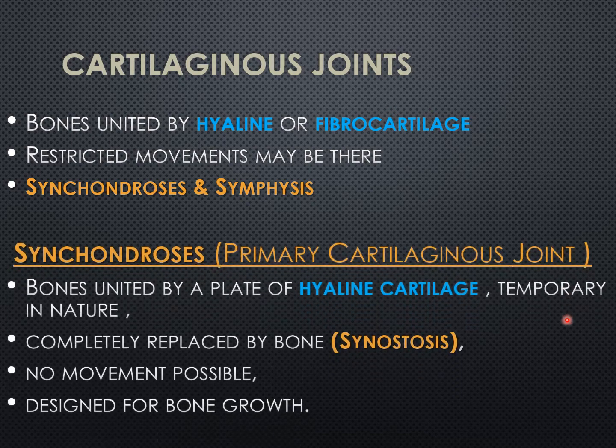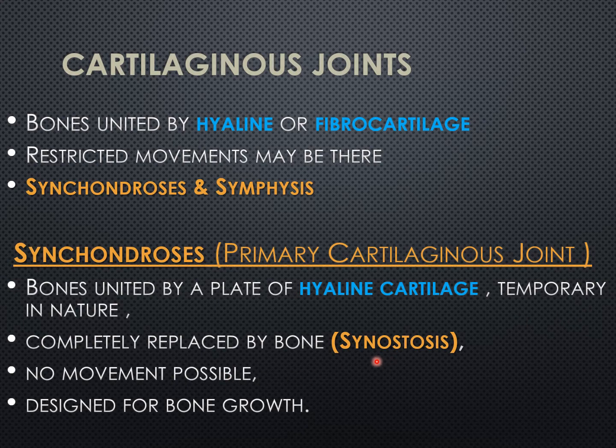So we have synchondrosis or primary cartilaginous joint. Here the bones are united by a plate of hyaline cartilage. So intervening between the bones you have a plate of hyaline cartilage, and it is temporary in nature. So it is not permanent. It will be completely replaced by bone.